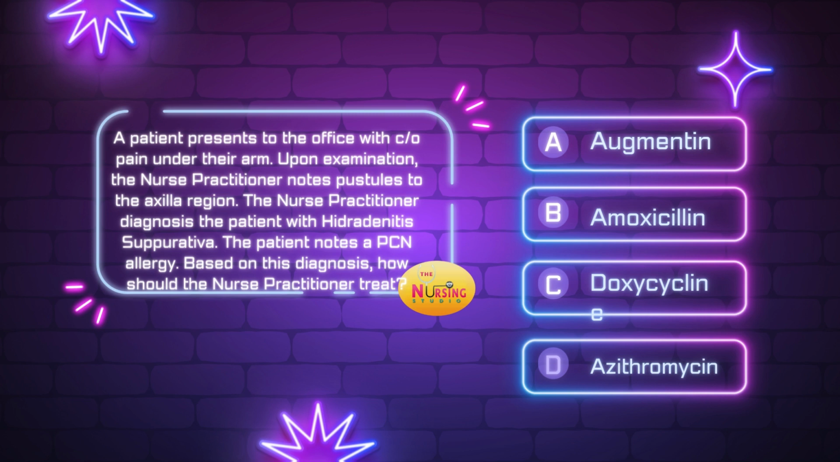All right. I always recommend reading the stem of the question first. So here the stem states, based on this diagnosis, how should the nurse practitioner treat? If we're treating something, we have to figure out what the diagnosis is. Here it is already provided for us that a nurse practitioner has diagnosed this patient with hidradenitis suppurativa, right? So with that, you need to start thinking of how do we treat this. It notes that the patient does have a penicillin allergy. So your best answer here is C, doxycycline.